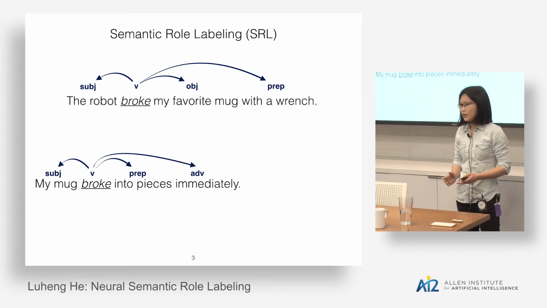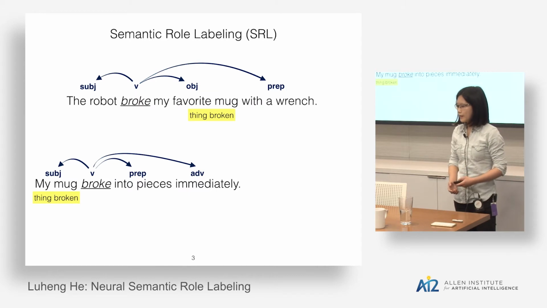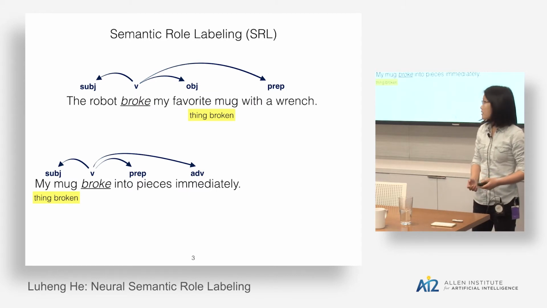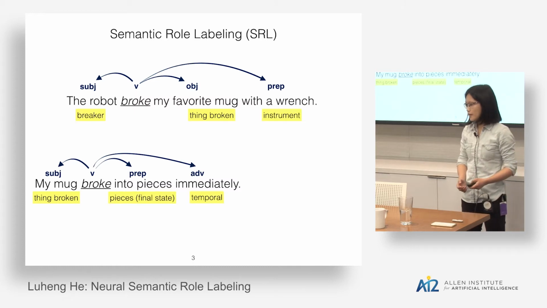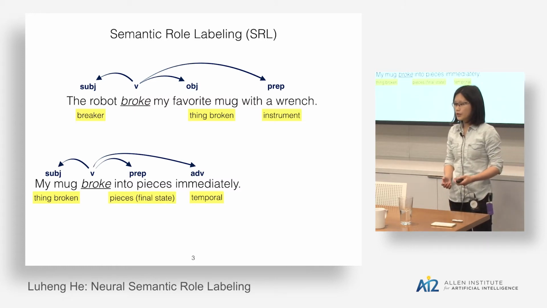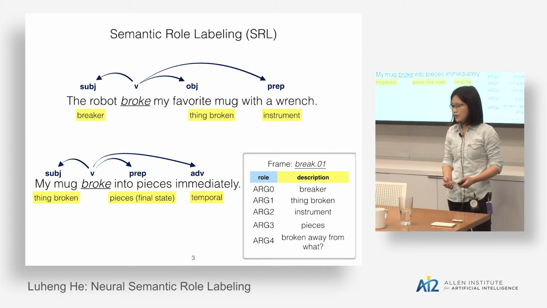However, even without going into details of the SRL formalism, you'll probably agree with me that the mug in both sentences corresponds to the thing broken in the breaking event. Following the same intuition, we can say the robot is the breaker, the wrench is the instrument used for breaking, into pieces is the final state, and immediately describes the temporal attribute.